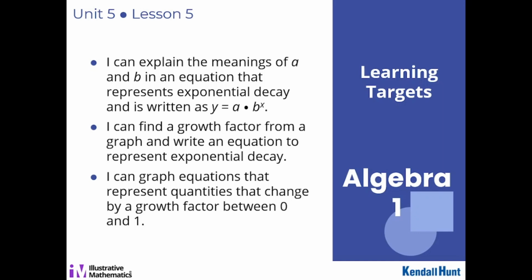Number 1, I can explain the meanings of a and b in an equation that represents exponential decay and is written as y equals a times b to the power of x. In this form, a is going to be our initial amount, b is going to be the growth factor, that's the number we're multiplying by each time, and x will be our input that tells us how many times we're going to multiply by that growth factor.